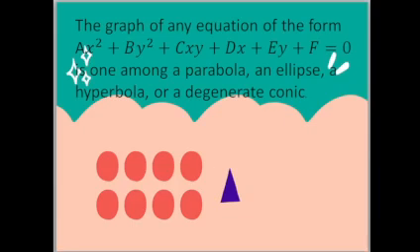The graph of an equation of the form ax squared plus by squared plus cxy plus dx plus ey plus f equals 0 is one among a parabola, an ellipse, a hyperbola, or a degenerate conic.